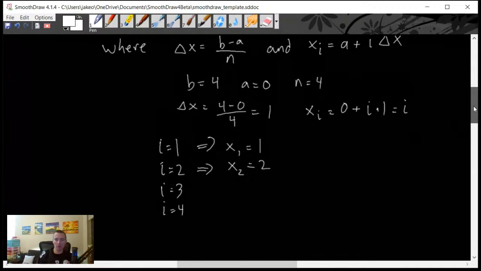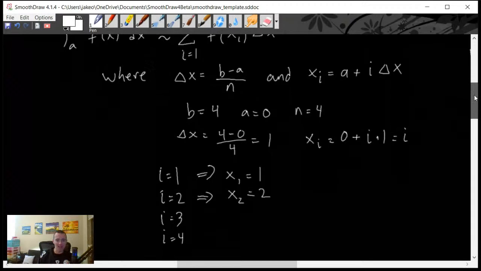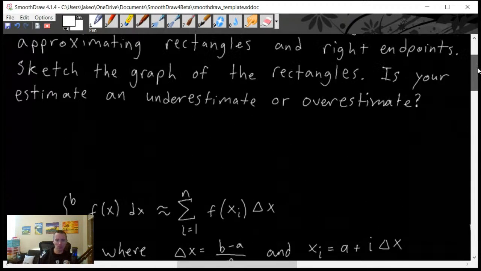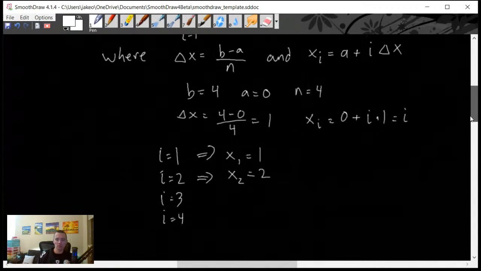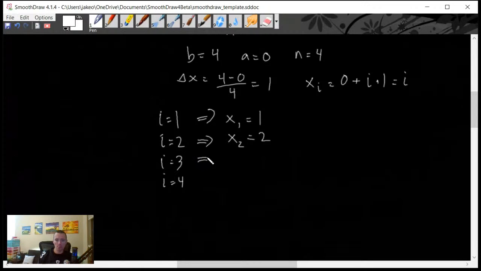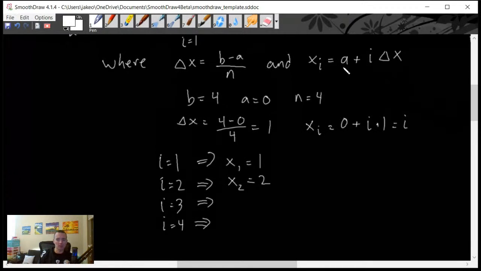we're going, because remember, this formula says we only go up to i equals n, which is the number of rectangles, which in this problem we have 4 rectangles. So we're going to go up to i equals 4, just plugging the i into this equation that we found of x sub i equals a plus i times delta x, which is just x sub i equals i, x sub 3 equals 3, x sub 4 equals 4. So basically we have these 4 x values, okay?